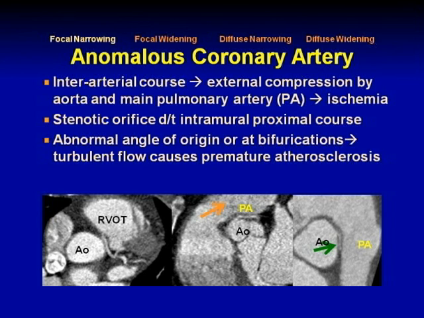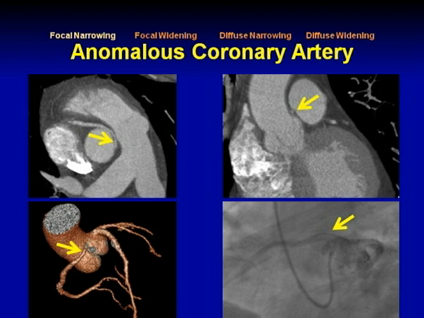And when you create an oblique image along the course of the artery, you can see that it has become narrowed, and its origin has a 90-degree or almost 180-degree turn here, which makes this patient more prone to ischemia. This is a patient with anomalous right coronary artery.